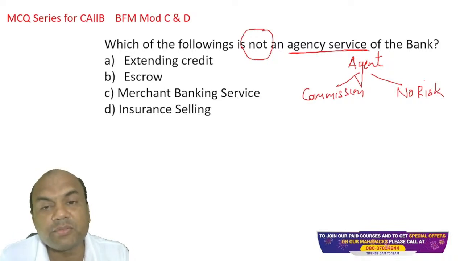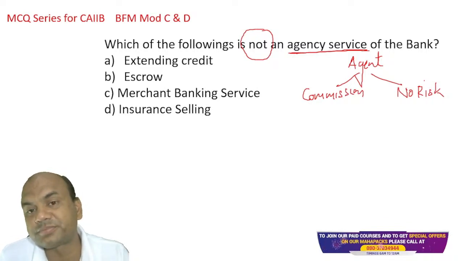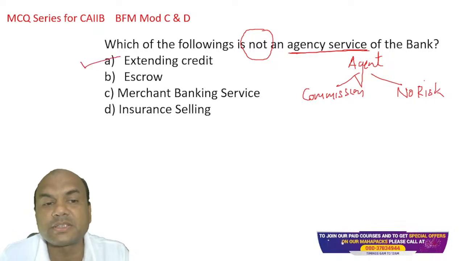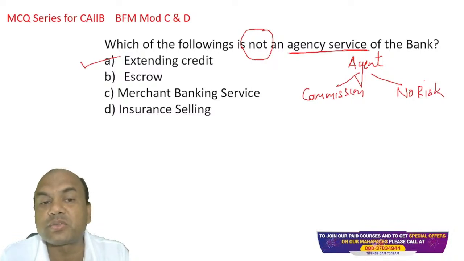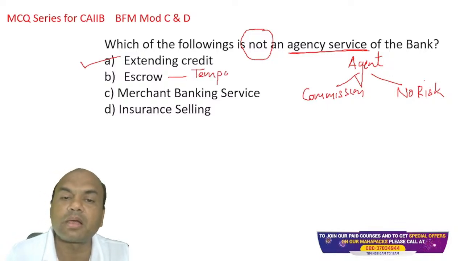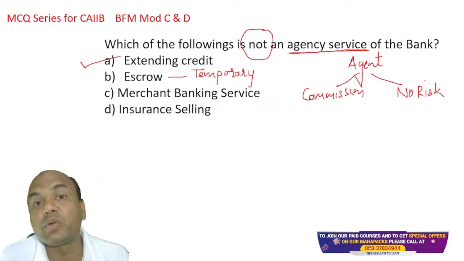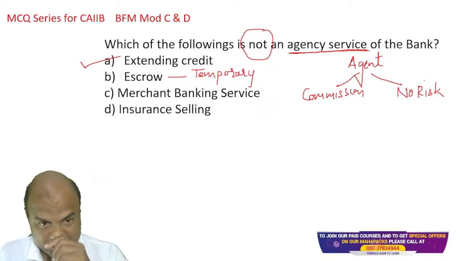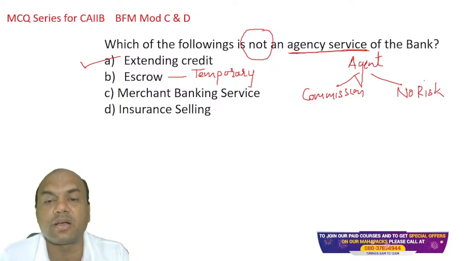So which of them is not an agency service, or which is the core banking service? Core banking service is this, extending credit. It is not an agency service. Escrow is an agency service. Escrow means what? It's a temporary account. It is opened generally when there is a project to be done between two companies. So that is an escrow account. Merchant banking services, this is also an agency service.